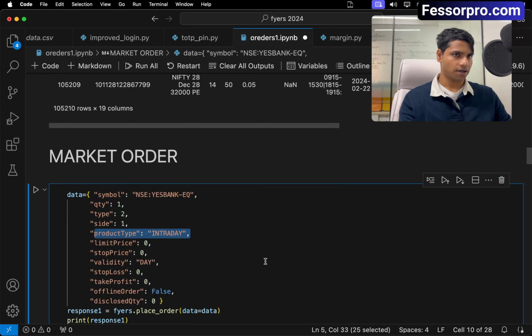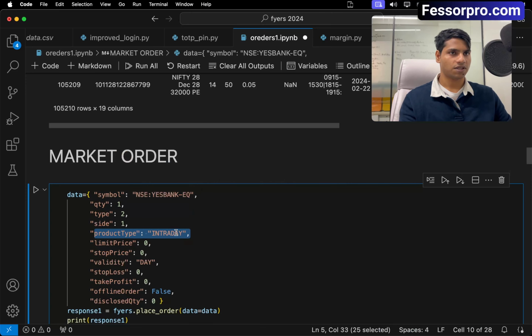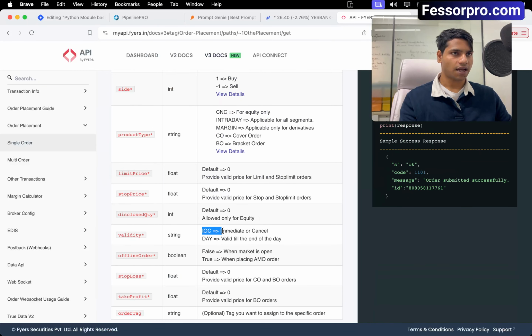Then the next is product type. There are four different product types they have provided: CNC, intraday, margin, CO, and BO. We'll discuss each one of them, but for now let's discuss a market intraday order. So I have specified intraday. Then the limit price and stop price need to be specified for a limit order or a stop order. Validity: there are two validities, one is IOC, immediate or cancel, and the second is day.